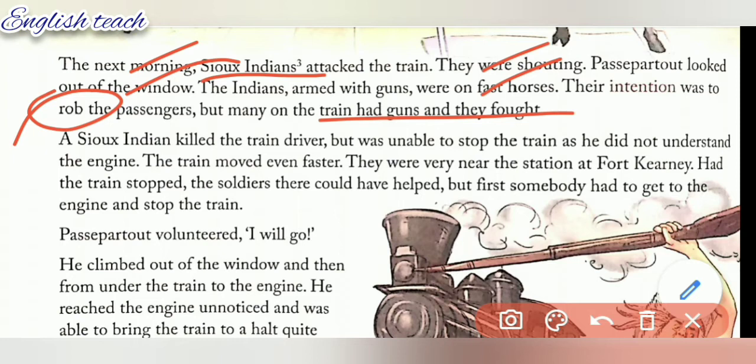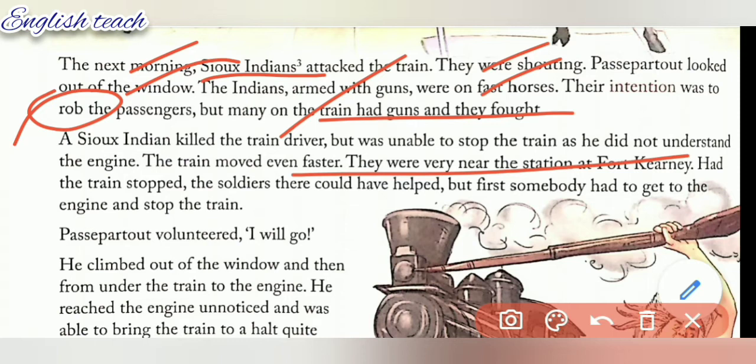Actually, these Indians were tribals, and they wanted to rob the train and the passengers. The Indians killed the train driver but were unable to stop the train, and the train was near the station, but they didn't know how to operate it or how to stop it. In this situation, the servant Passepartout helped. He moved under the train and reached the engine, and he stopped the train, and the train engine stopped at the station.